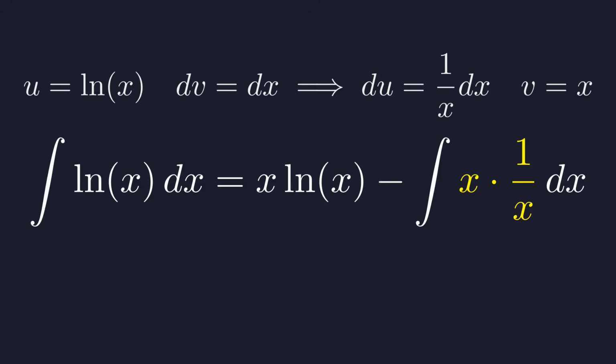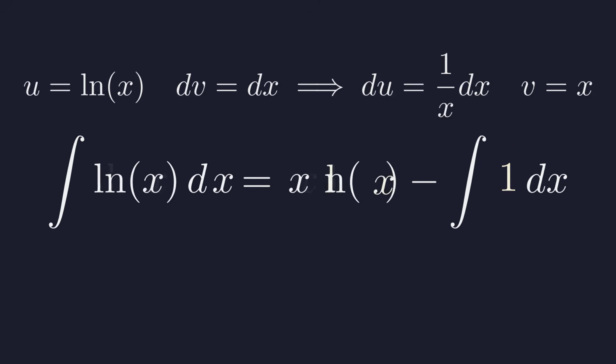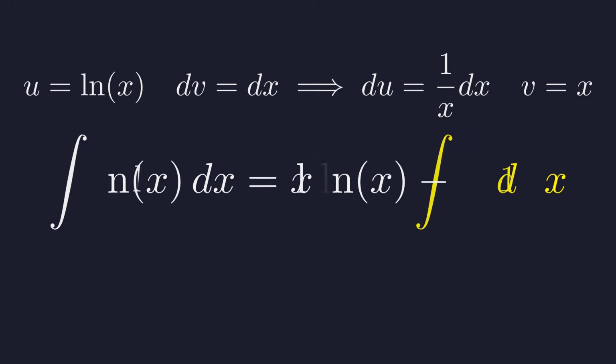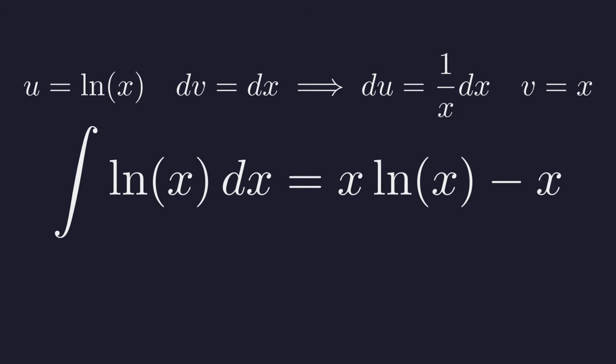That leaves x times natural log of x minus the integral of 1. The integral of 1 is x. So the antiderivative is x times natural log of x minus x. Evaluate from 0 to 1, treating the lower end as a limit.